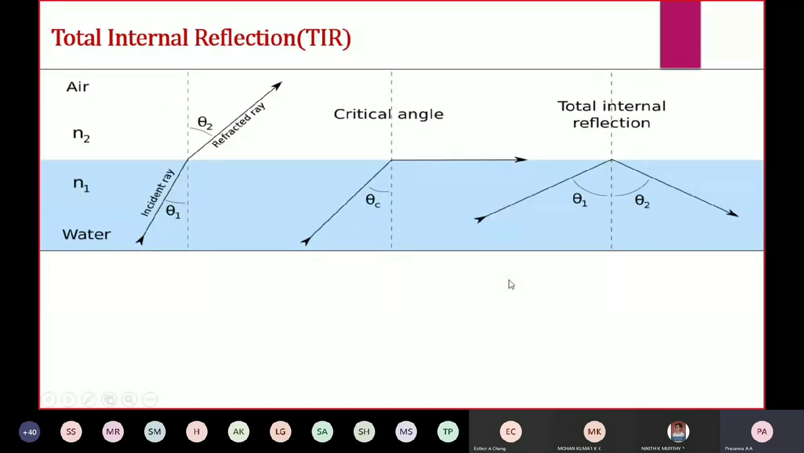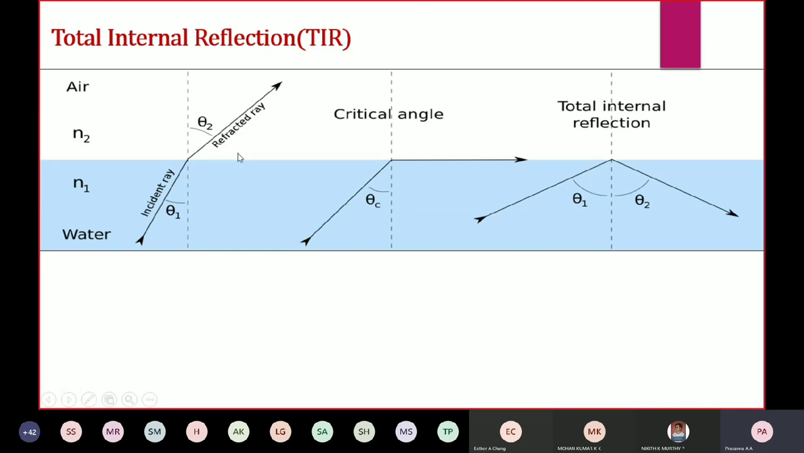So total internal reflection is not a new concept. Let me just refresh. For example, if a light ray goes from one medium to the other medium, it undergoes refraction. So refraction of light takes place when the light ray or any ray goes from one medium to the other medium. Here, the light that is going from water to air is taken, denser to rarer medium. If the light ray goes from denser to rarer medium, the refracted ray bends away from the normal.